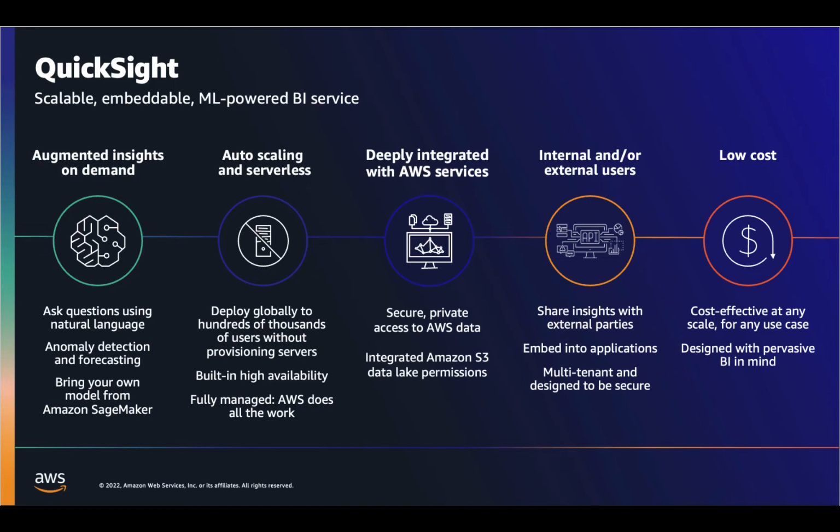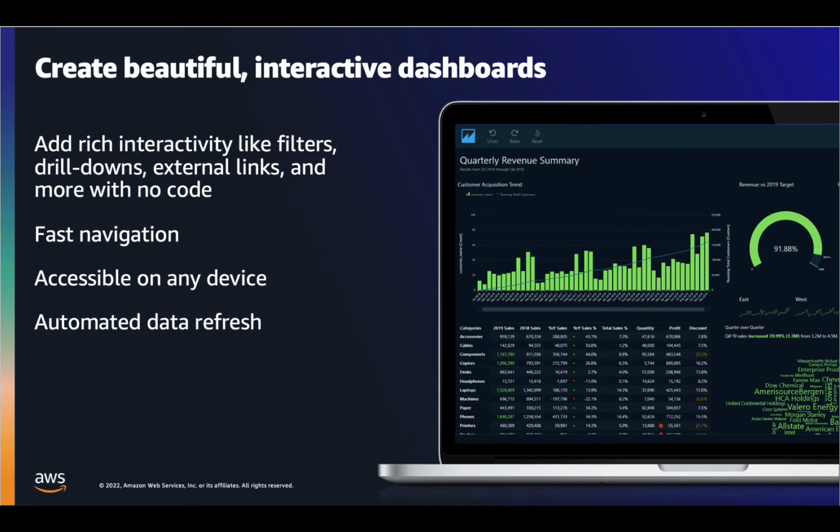And it's low cost. There's a very small barrier to entry because it's just pay-as-you-go pricing like you've come to expect from AWS. With QuickSight, you can create interactive dashboards and visuals that you can embed anywhere, internally or externally. You can add rich interactive filters and drill downs with no code. You can access it from any device. And you can also automate the data refresh or live query many of the most popular databases.